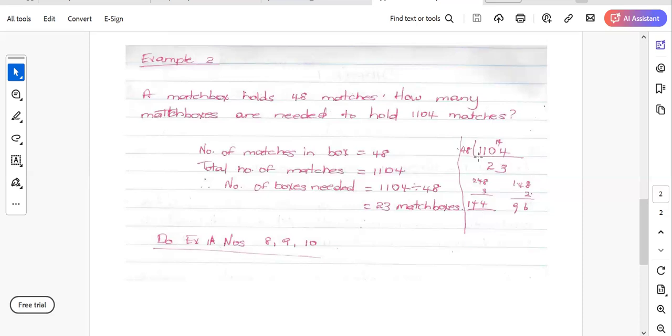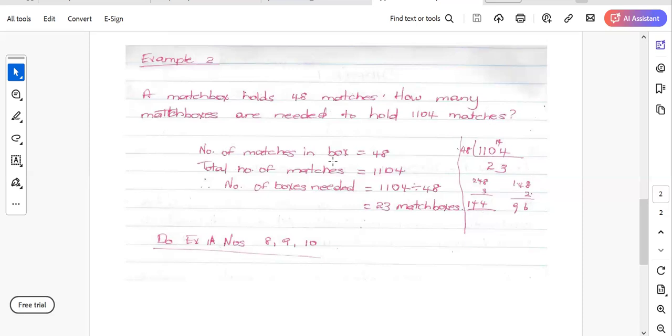So I did my little short division on the side here. 1,104 divided by 48, and I got 23. Right? If you need some help with your division, multiplication, addition, subtraction, you just let me know, and we would go through it together, right?